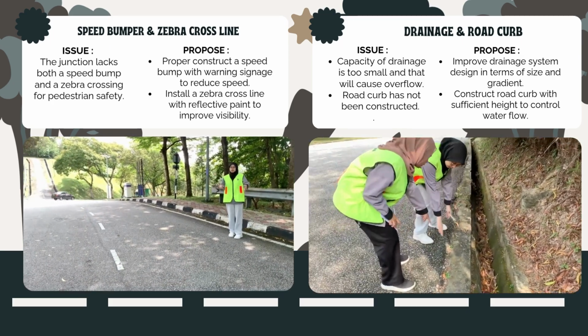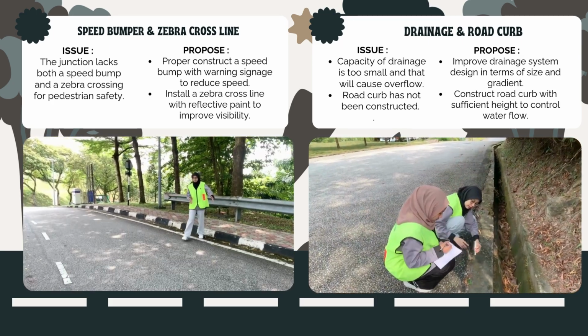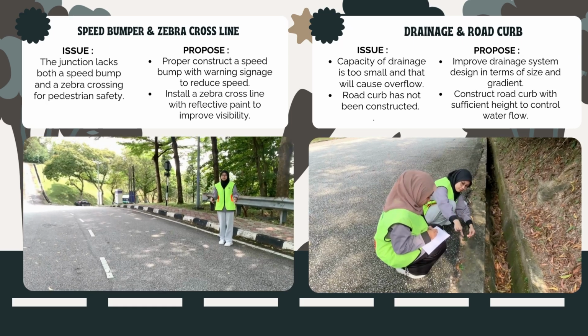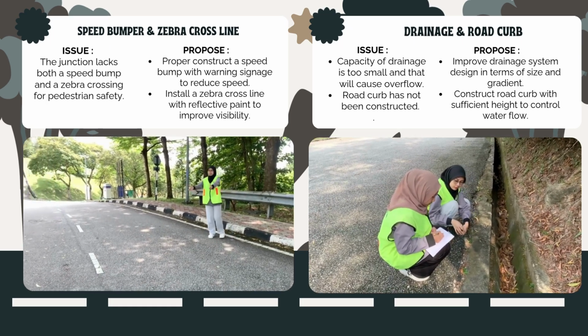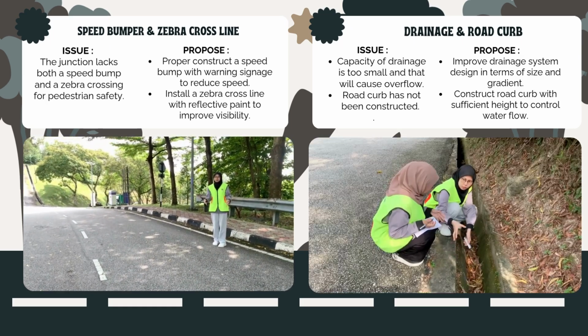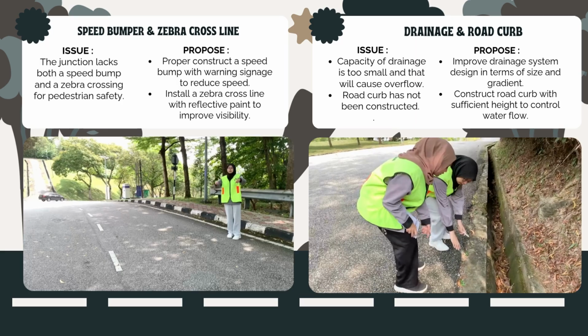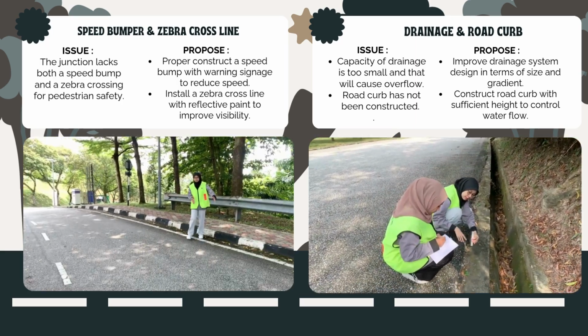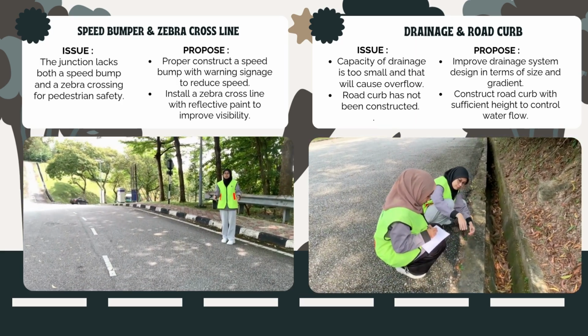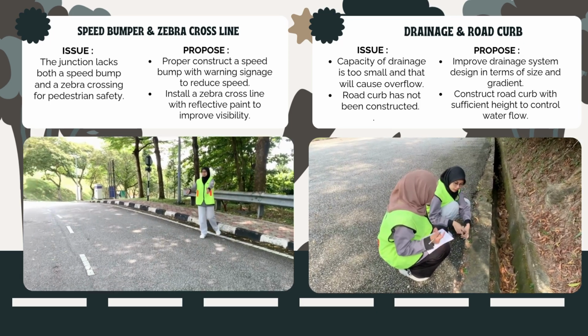The speed bump and zebra cross line. The issue is the junction lacks both a speed bump and a zebra crossing for pedestrian safety. We need to properly construct a speed bump with warning signage to reduce speed. Install a zebra cross line with reflective paint to improve visibility.